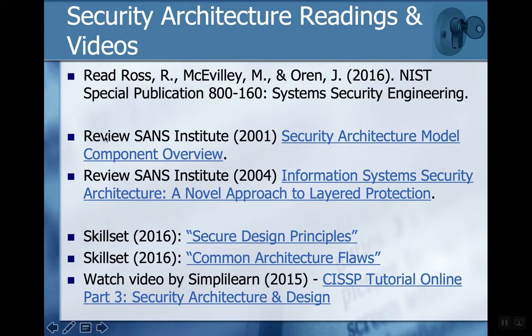All right. This particular lecture relates to NIST publication 800-160, which is System Security Engineering. Also, a couple other things to look at here. Within the SANS group out in Pittsburgh, the Security Architecture Model Component Overview, as well as the Information System Security Architecture. Basically, these are both models that have been put forward by the SANS Institute dealing with security architectures.